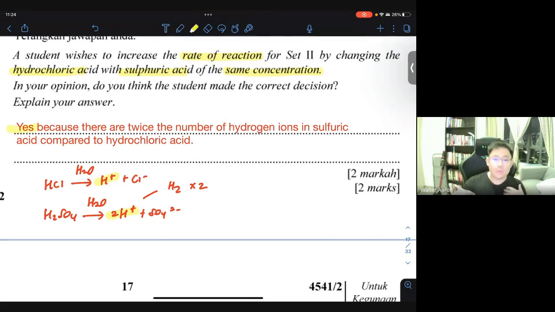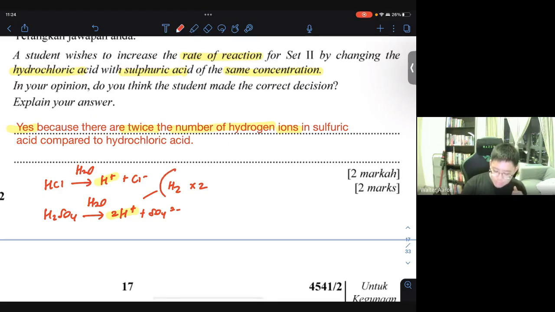Yes, the rate of reaction will increase because there are more hydrogen ions present. Okay, so that's why I put here yes, 1 mark. Twice the number of hydrogen ions will be present to react with the calcium carbonate powder or the calcium carbonate chips.